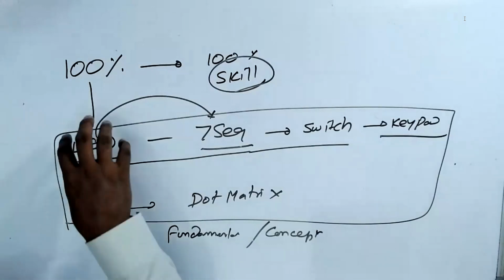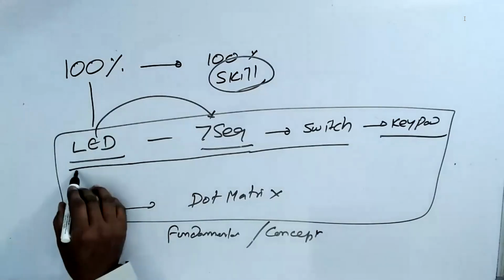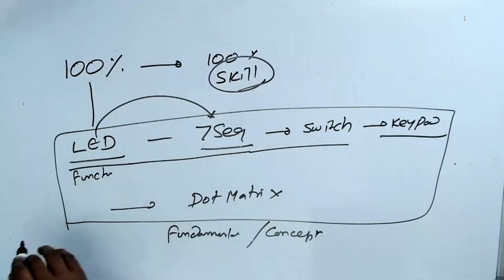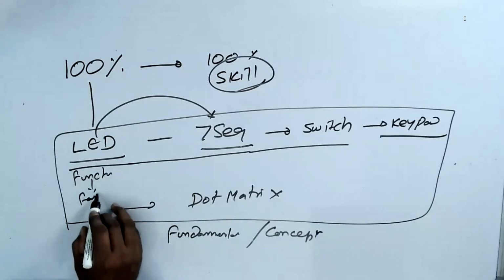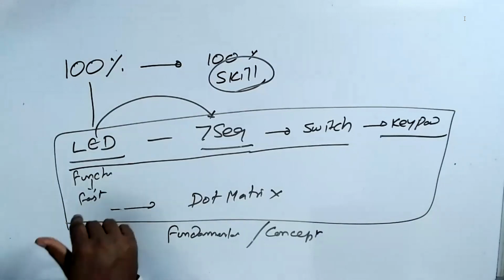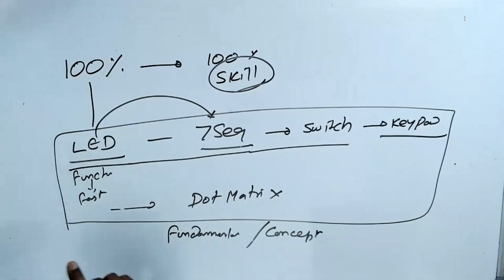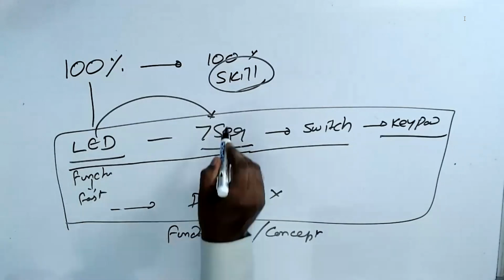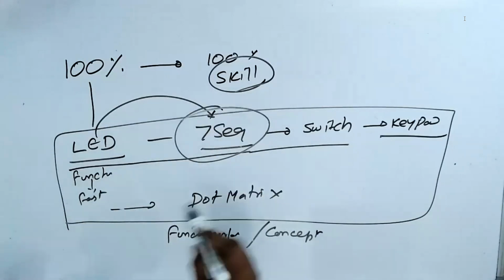First, you should be able to make it. That's what we call functionality. Then you should make it fast. Then you should be able to solve any problem. If I give you a problem, you should be able to challenge me. Don't say, "Sir, give me a 7 segment problem, I will do any problem." Say dot matrix.